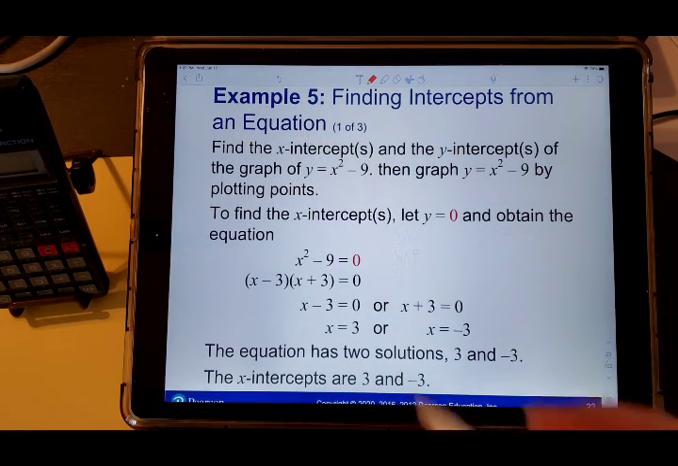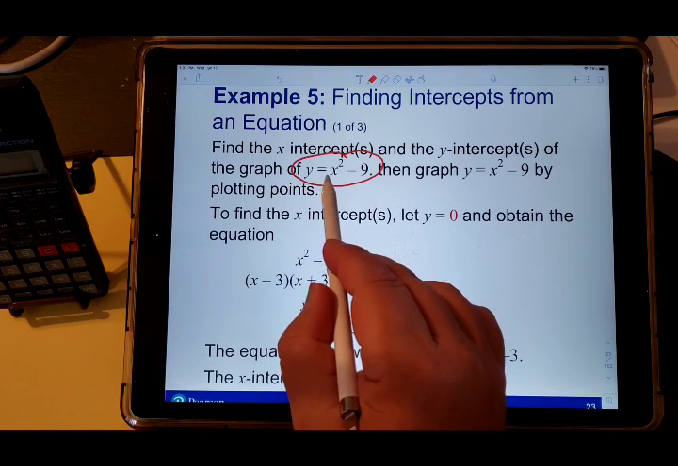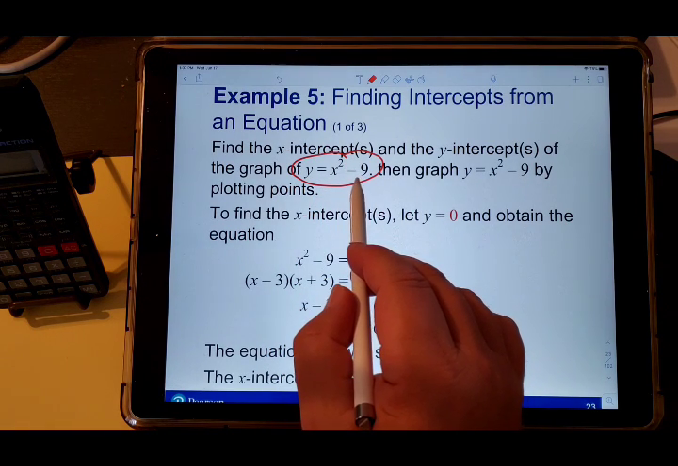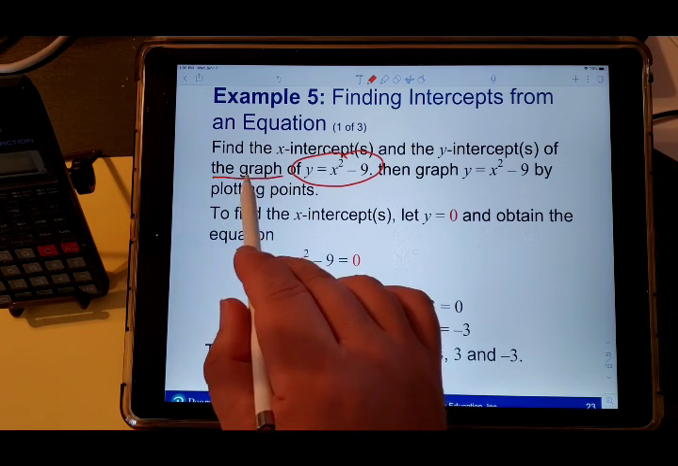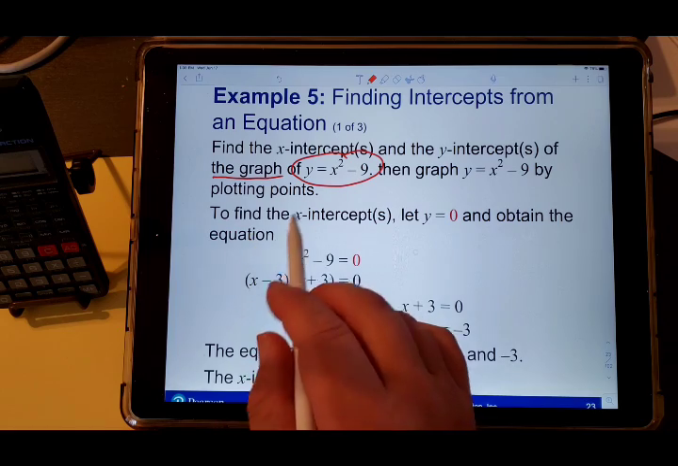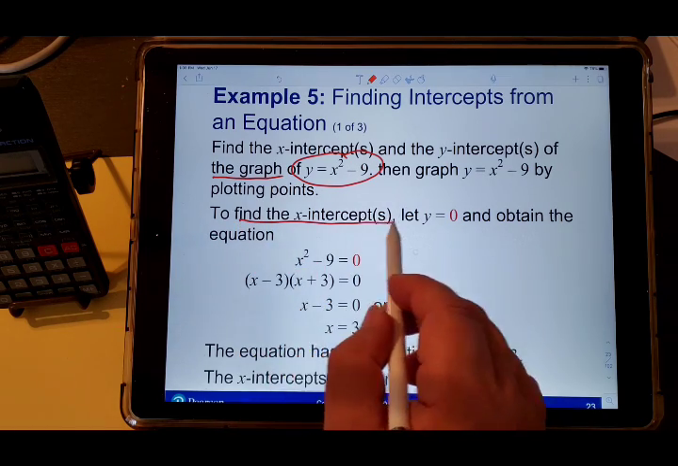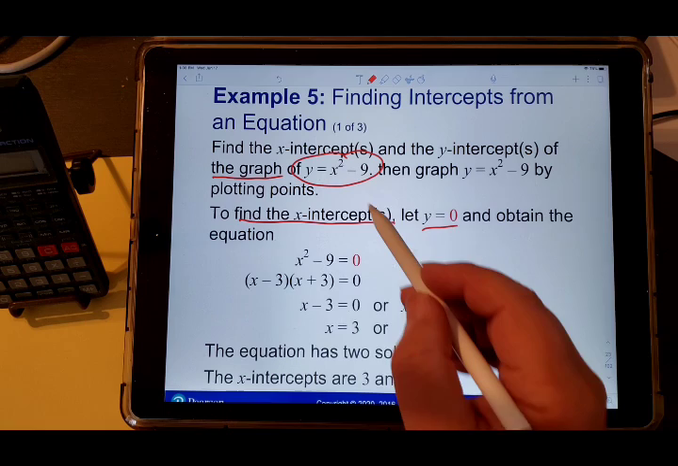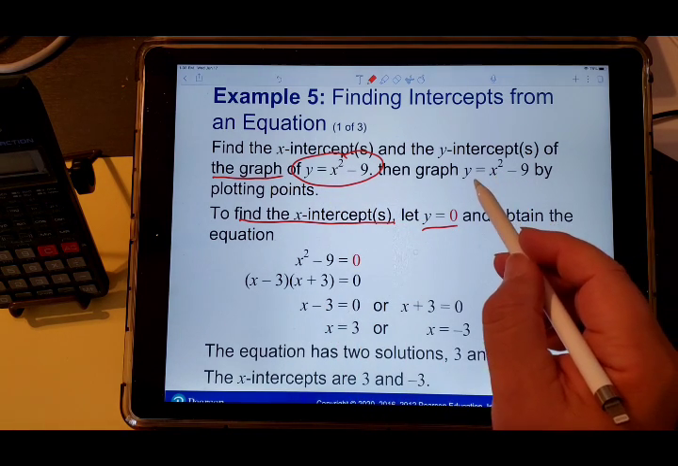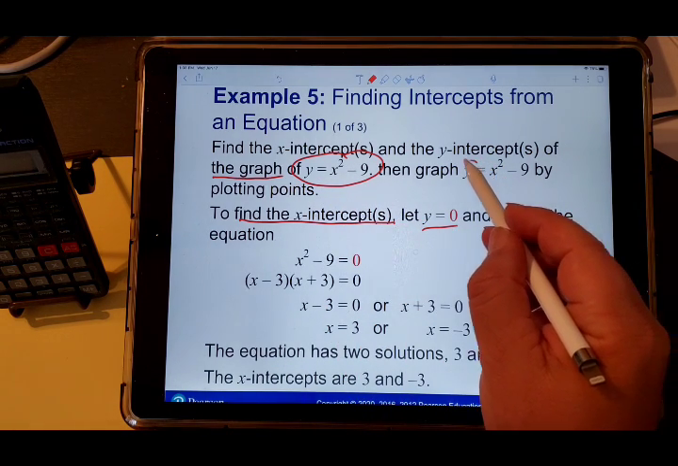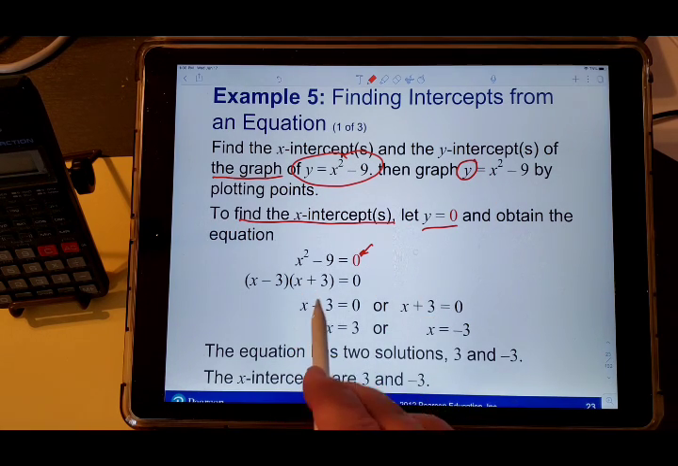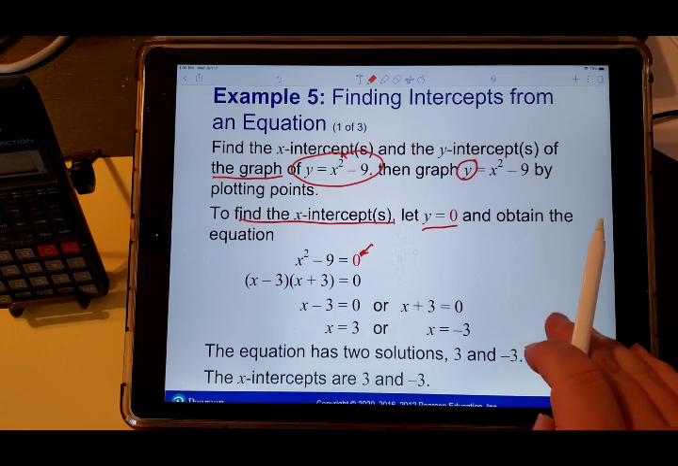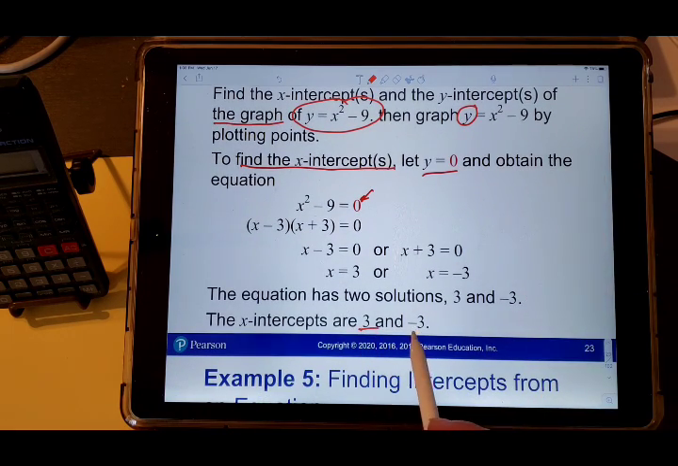So we were given this equation, y equals x squared minus 9, and they're saying find the graph. Even if we didn't want to find the graph, if the question were to find the intercepts, you would let y equal 0. So see how y is this entire side. So they let that side equal 0. Solved it by factoring and got x-intercepts of 3 and -3. All right, that's the x-intercepts.